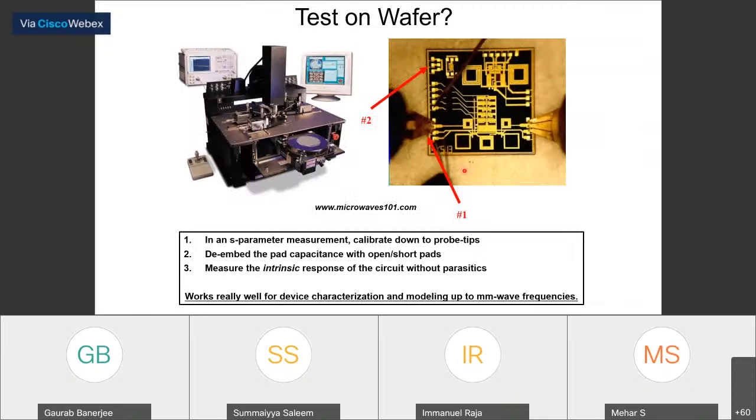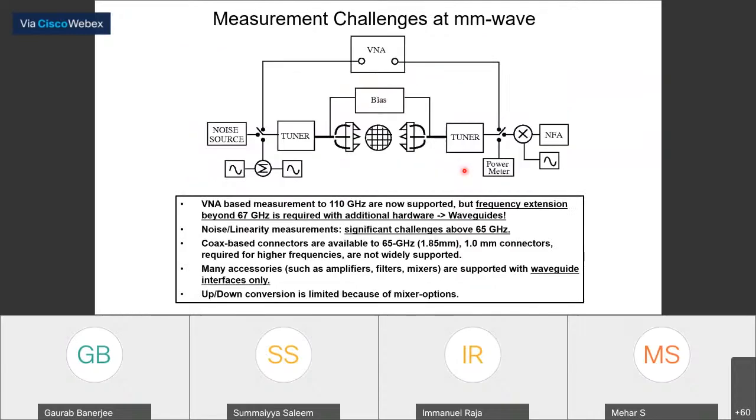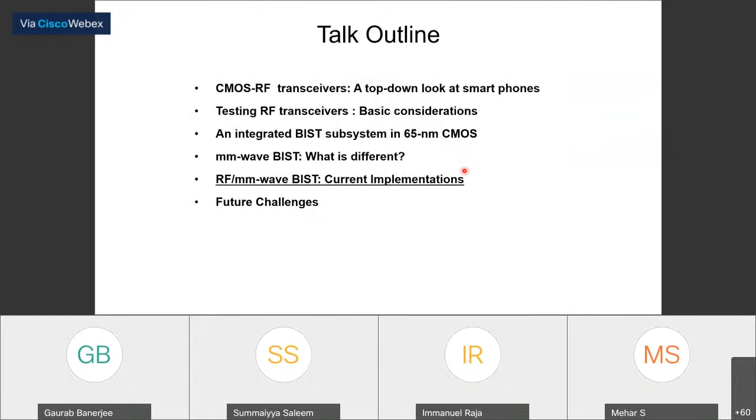Now, the other option is, of course, to test on a wafer. We do this routinely. This would allow you to get very accurate results. But then, how do you deal with the issues that you face when you assemble it in a package? So there are lots of other challenges related to tuners, cables, hardware. I won't go into this. So the question is, how do people do millimeter wave testing today, and where do we see the future headed?